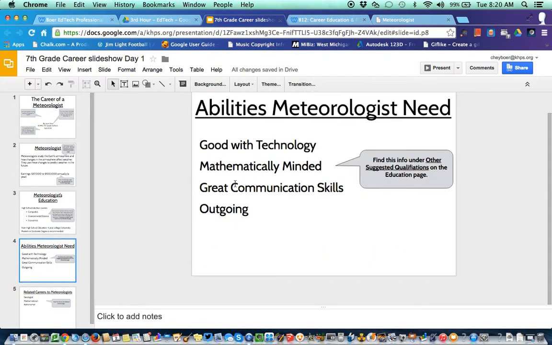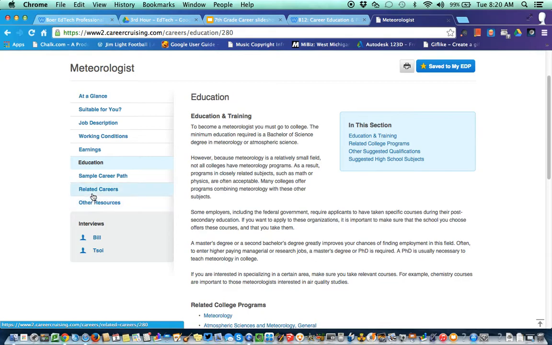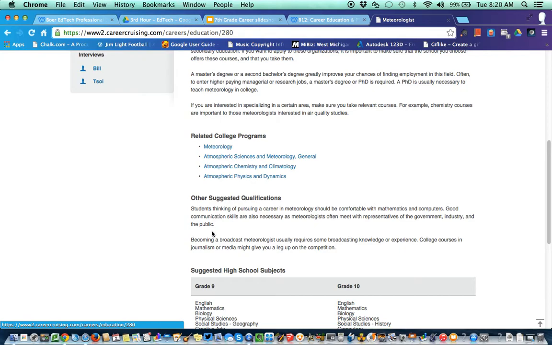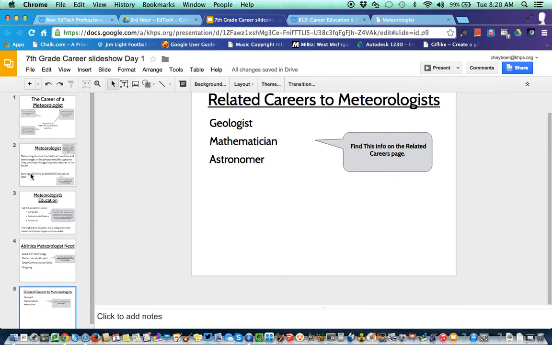As far as abilities go, these are just some personal traits or personal abilities. You'll find those on the other suggested qualifications page, and then the related careers page has this information. And again, those are along the side here. Here's related careers down here as well. So you can find that information. Actually, the suggested qualifications are in the education page, but they're in their own section here. So anyhow, just read those tags, or these balloons rather, and they'll tell you where to find the information. And that's what you need to accomplish here for the first part.